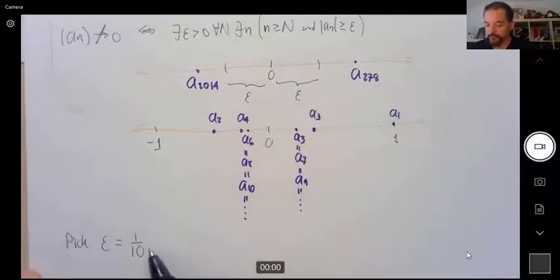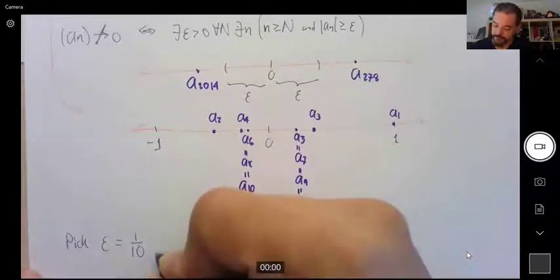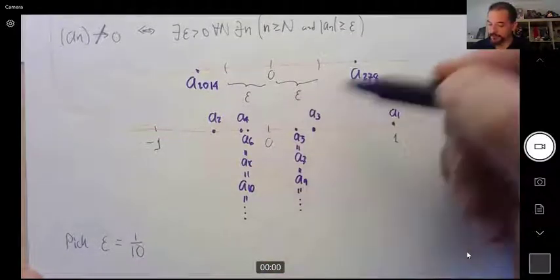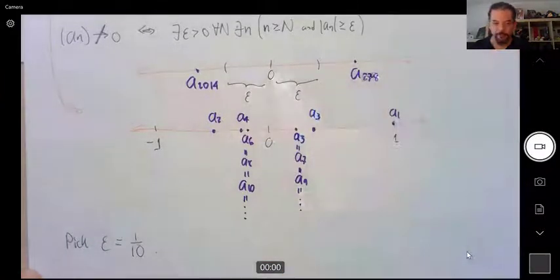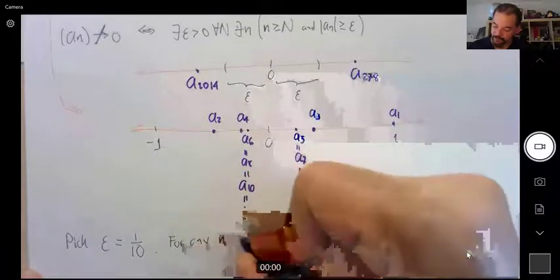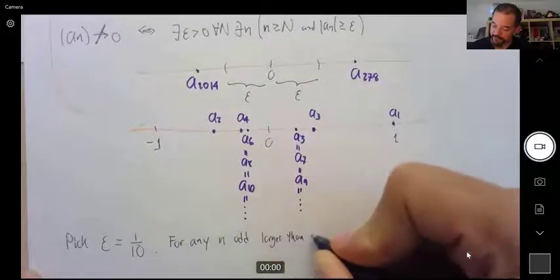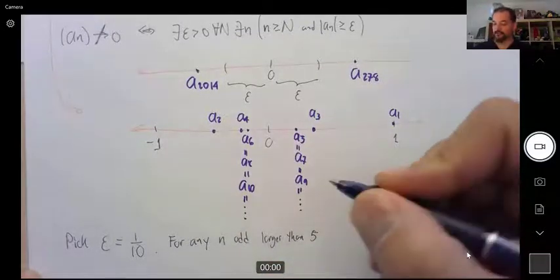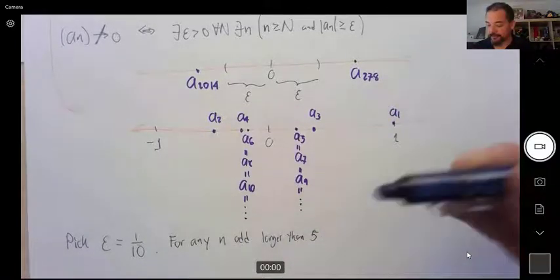So what I need to show is that for any number as big as you want, I can find elements that are outside 1/10 of 0. And that's easy. Yes, just pick the odd ones, right? Pick epsilon equals 1/10 for any n odd larger than or equal to 5. Well, in particular, larger than 5 works.